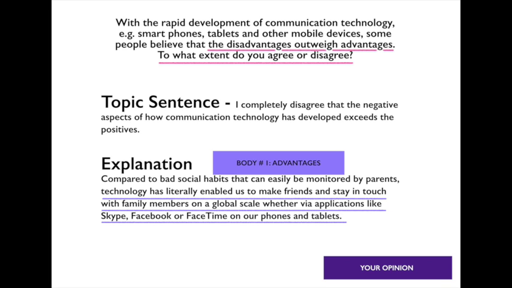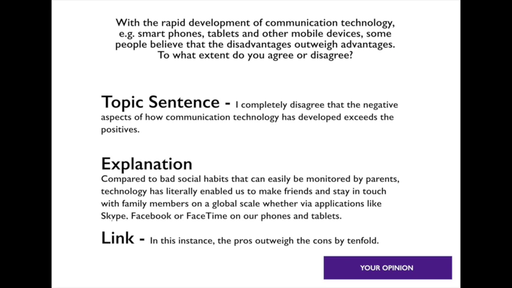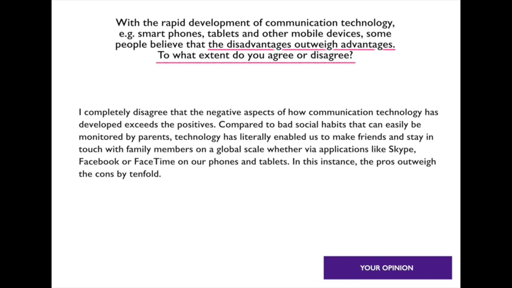If you try to add more ideas in at this stage, you will run the risk of having too many ideas in one paragraph and bring your mark down for one of the marking criteria, which is cohesion and coherence. You'll probably also run out of time. With the last sentence, which is the link, I'm just going to keep it really short to re-emphasize what my point is. And I say, in this instance, the pros outweigh the cons by tenfold. So the third paragraph is nice and short, but it also answers the question thoroughly.